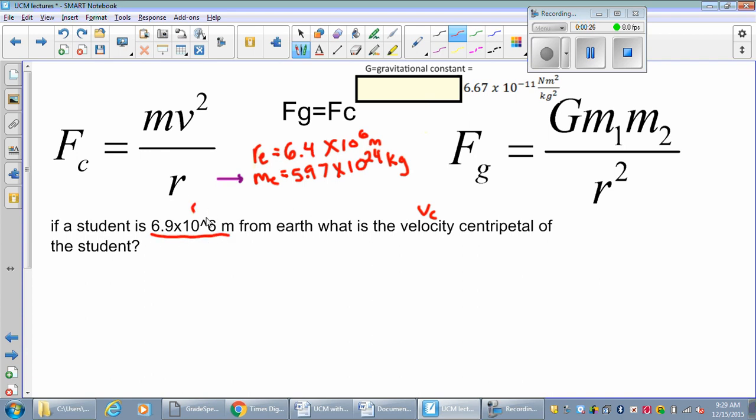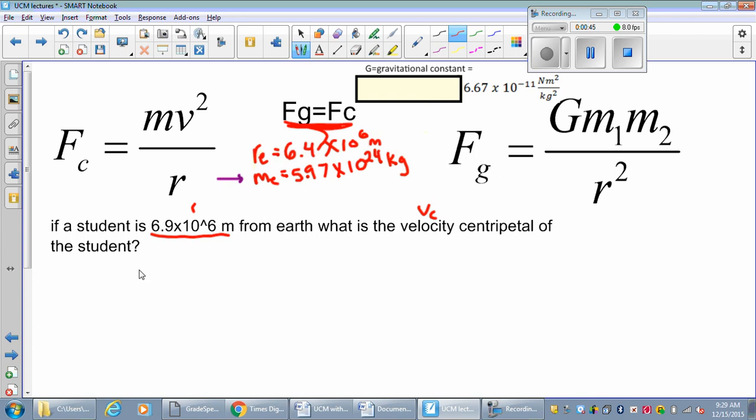Meters is a radius, right? Remember this from the other day. What's the velocity centripetal of the student? So what we need to know is we remember that whatever the force that's making it go in a circle, so right now we're assuming this is an orbit, that force is the force centripetal. So if that's the case, I can make these two equations equal to one another.